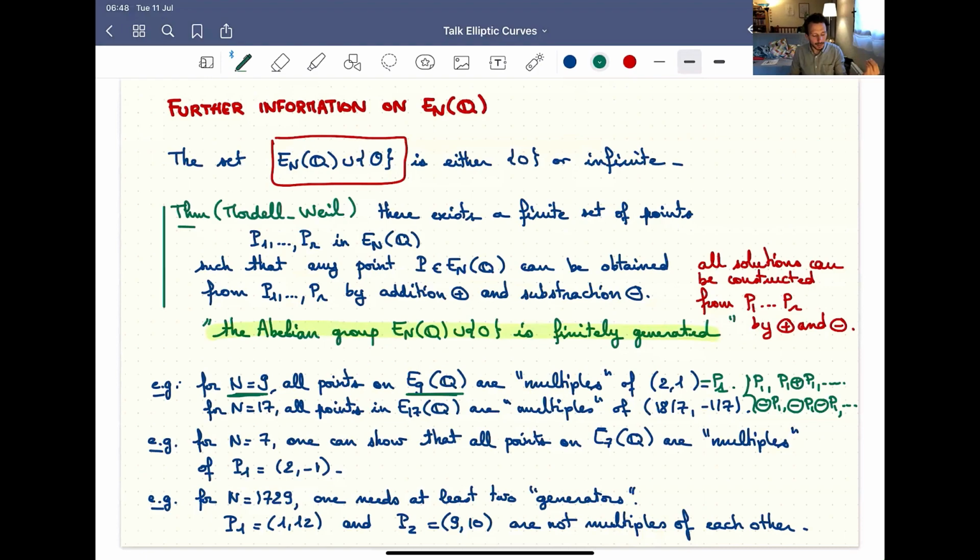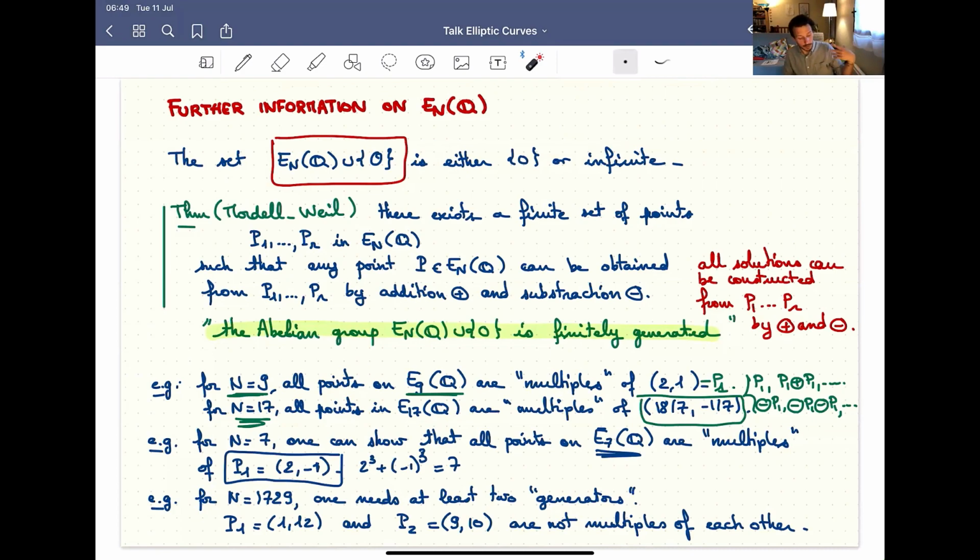Okay, and the same phenomenon appears for n equals 17. We have one solution, P1, which you can use to deduce all the others. Again, for n equals 7, so this I didn't discuss, but you can see that 2 cubed plus minus 1 cubed is 8 minus 1. This is actually 7. And all the solutions in rational numbers to this equation, x cubed plus y cubed equals 7, you can deduce them from this original P1.